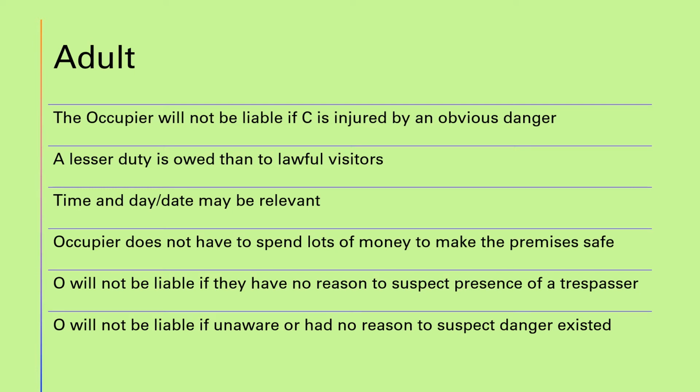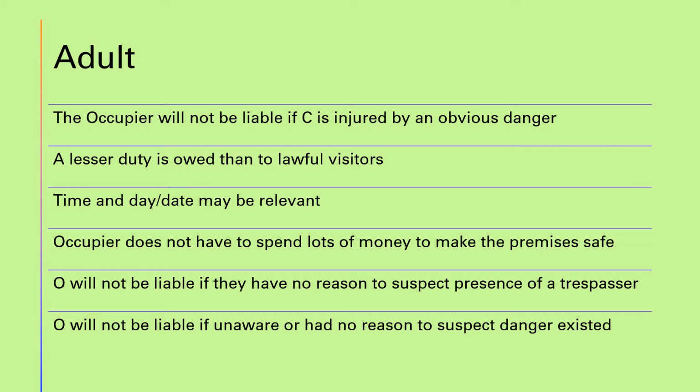The occupier will not be liable as well if they have no reason to suspect the presence of a trespasser. Now again, this really just harks back to section 1.3b. In this particular context, we have Higgs and Foster, for example, and we need to make sure that there is reasonable evidence that this person suspects the presence of a trespasser. So again, in your scenario, look at the wording. Is there evidence of the trespasser's presence known?